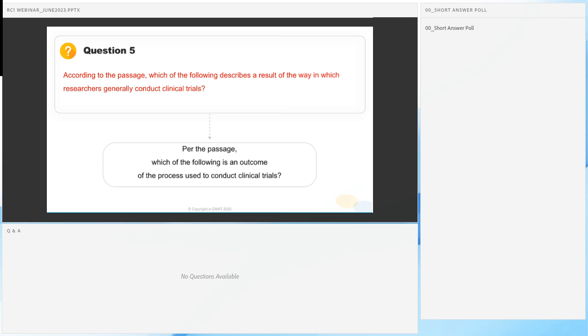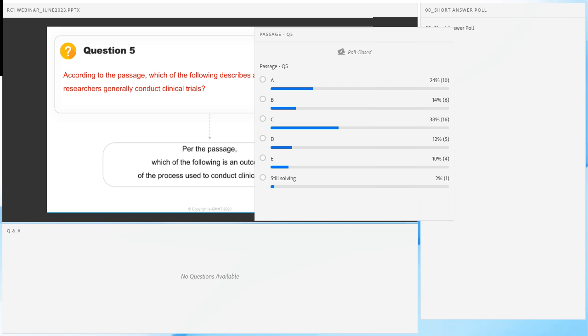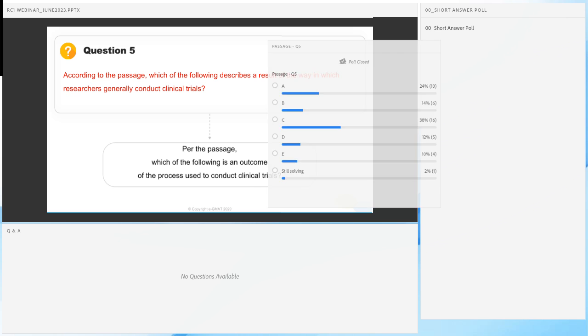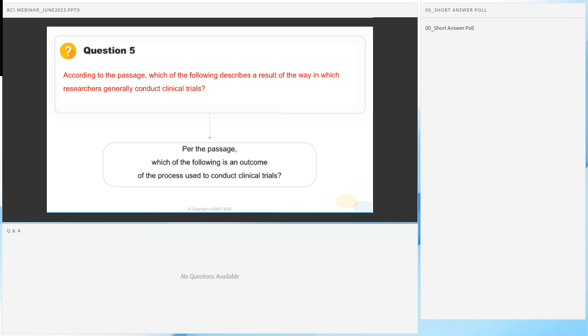Okay. Choice E. Question 5. Question 5 is where the accuracy was, I think, the lowest. In fact, it was only about 25% or so. This is how you guys polled in choice E. One of the key things in choice E is to understand what the question statement is saying. It says, according to the passage, which of the following describes a result of? Result of means outcome of. Outcome of the way in which researchers generally conduct trials.